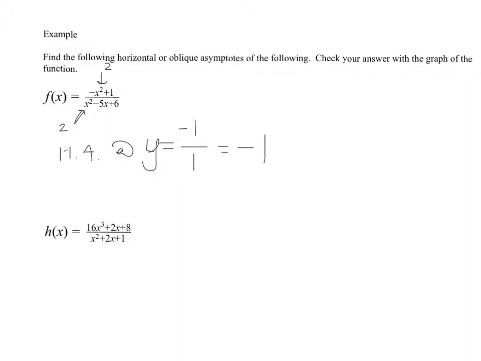So if I were to graph this rational function, I would see that it's never going to cross through the y value of negative 1. The ends of my graph are going to come close to it, but it's never going to cross through that y value.